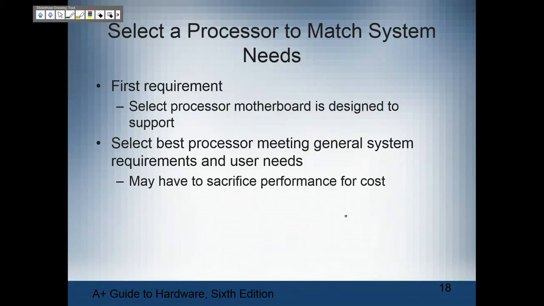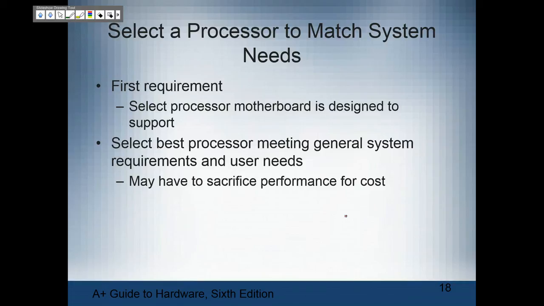The best processor meeting the general system requirements for the user needs. What are we going to do? Gaming system, you want fast memory, fast CPU, fast video. What if you're in a corporate environment, you're going to do like Microsoft Word or Open Office and go on the internet? How much processing ability do you actually need for those things? And that's what you've got to determine. And that's what businesses want to know. What can we do? We want to do it really good. We want to look really good, but we don't want to spend a lot of money. So what do you actually need?